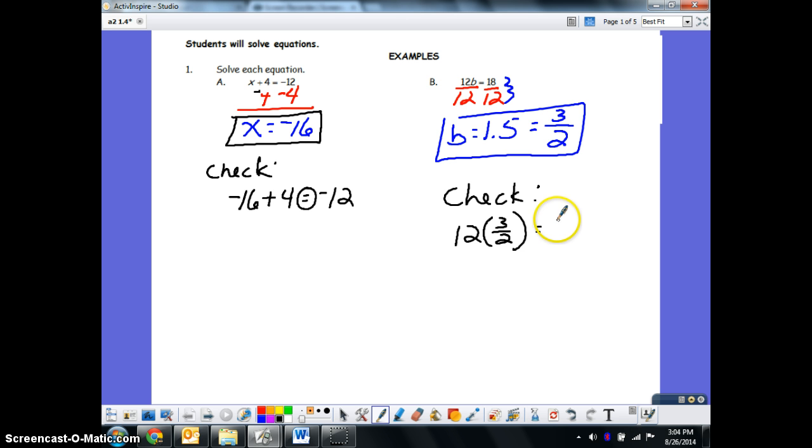So we want to check to see if that is in fact equal to 18, and we can do some reducing. 2 goes into both the 12 and the 16, 6 and once, and 6 times 3 is in fact 18. So that means that our solution is correct.